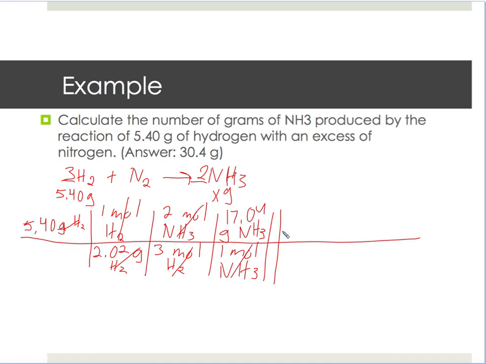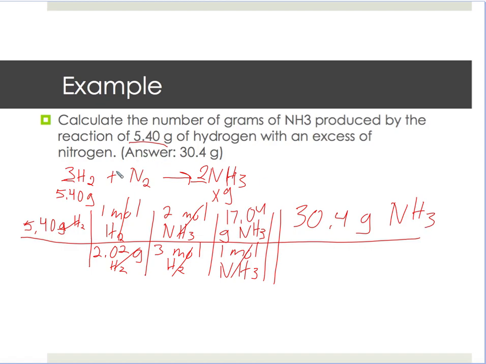If I multiply all of this out, I take 5.40 divided by 2.02 times 2 divided by 3 times 17.04, and I get 30.368, which is going to round sig fig wise. I started with 3 here, so I need 3 in my answers. So 30.368 rounds to 30.4 grams of NH3. Okay, so that's how you do mass to mass.